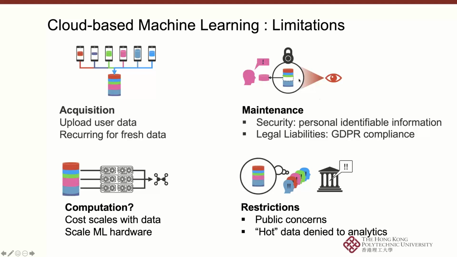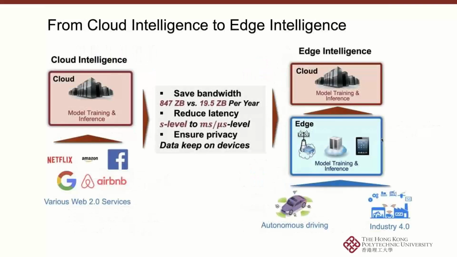Just to give another example, data you have to share into the cloud, right? People are concerned about security, especially in Europe, and there are legal liabilities. People may not allow their personal confidential data to be uploaded or shared with others, right? So in summary, in the past years, there is a trend from cloud intelligence to edge intelligence.